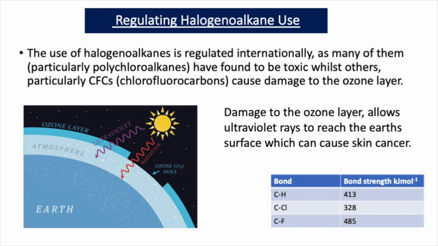Now, because CFCs are relatively unreactive, they can last in the environment for a long time and they can diffuse into the upper atmosphere. And if they diffuse into the upper atmosphere, the UV light breaks down these CFCs into radicals, and these chlorine radicals can break down the ozone into oxygen.